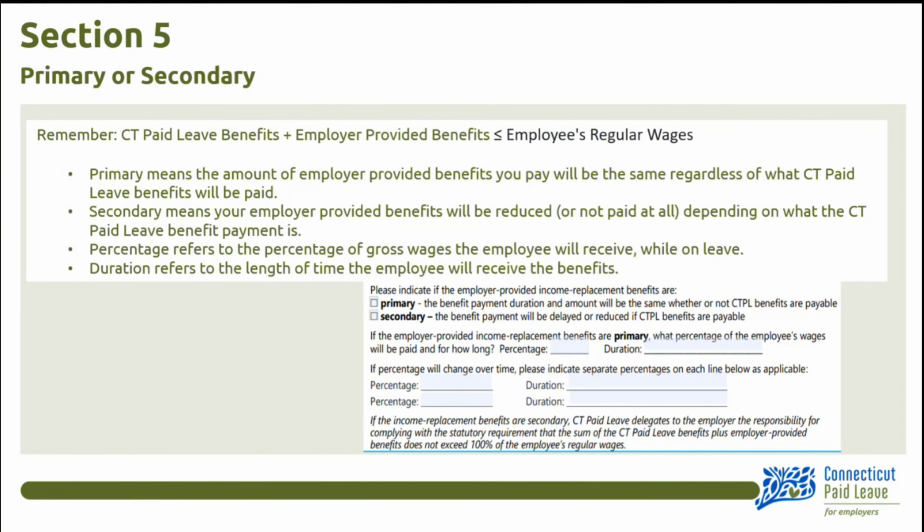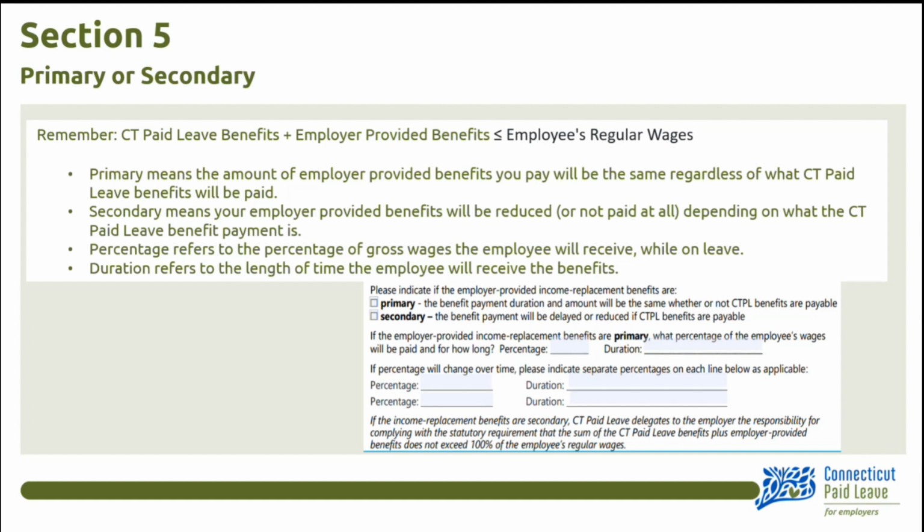Although this is a simple-sounding equation, it is complicated by the fact that Connecticut paid leave benefits are not actually based on the employee's current wages. Instead, they are based on an average determined by looking at the employee's total earnings from all covered employers earned in their highest 2 quarters in the first 4 of the 5 most recently completed calendar quarters.